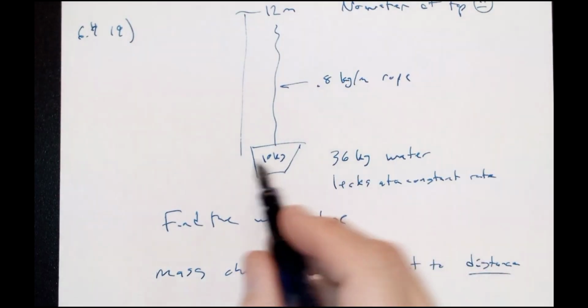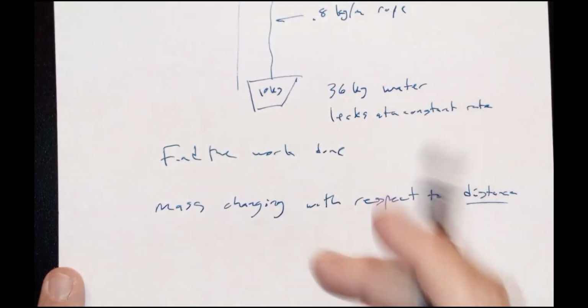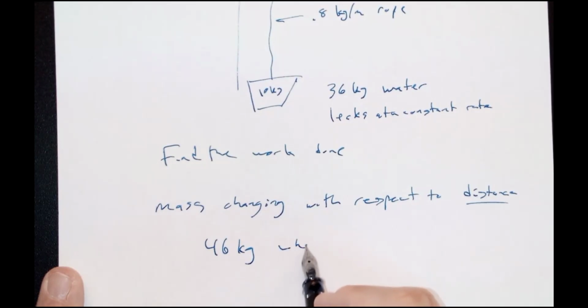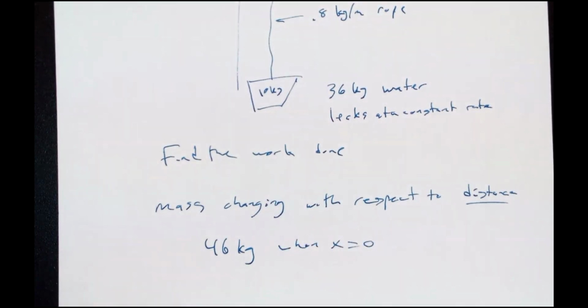So it starts as 46 kilograms when we're at the bottom. Plus there's the rope, right? So I need to think about what's moving. We did the rope like the cable the other day. So I'm going to think of, that says 0.8 kilograms per meter. And a slice of the rope has to go up.